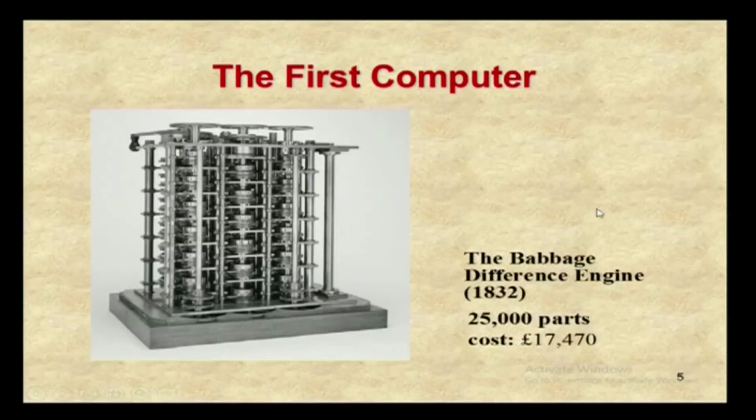So, let us see the brief history of the computer. Before the advent of electronics, computers were made using mechanical components. This was the computer made by Charles Babbage. It was called the difference engine. It had 25,000 parts, and you see here the photograph of this computer. This was the computer that was built when there was no electronics.